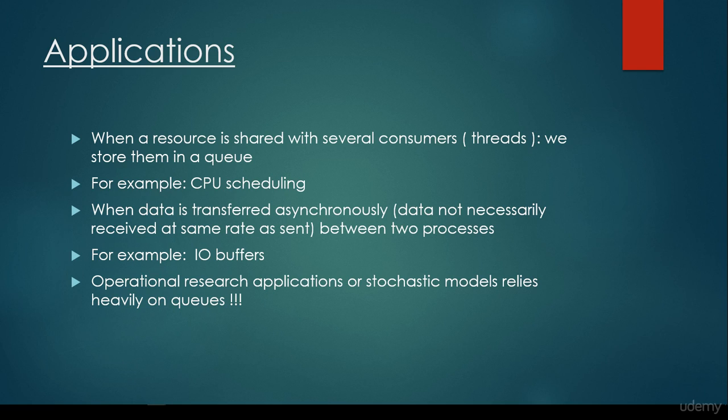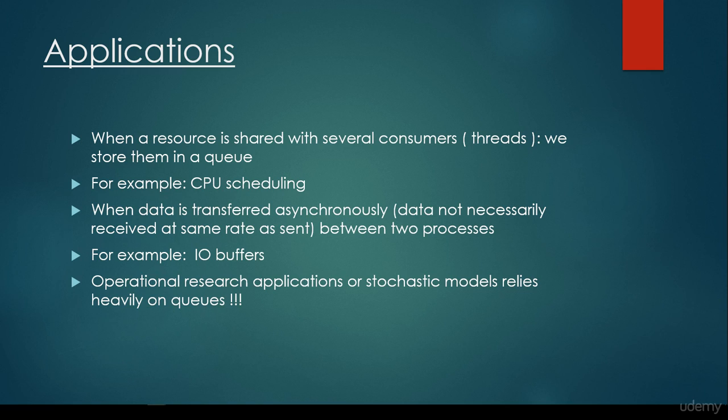There are several applications for the queue abstract data type, for example in several graph algorithms. But for example, when a resource is shared with several consumers, we can represent it with the help of threads in programming, then we store them in a queue abstract data type. For example, CPU scheduling, or when data is transferred asynchronously, which means that data is not necessarily received at the same rate as it's being sent between two processes, then we are going to store the data in a queue abstract data type. For example, in input-output buffers.